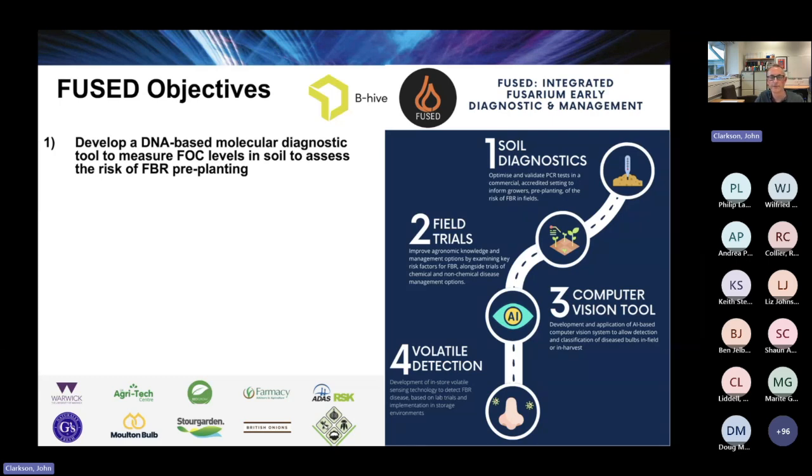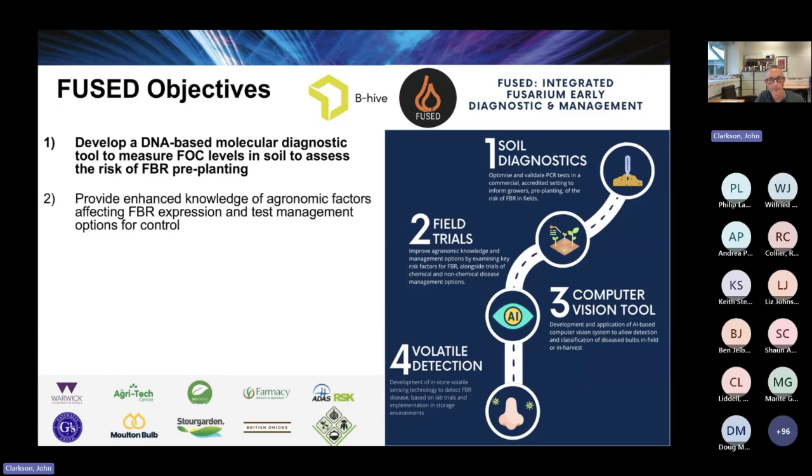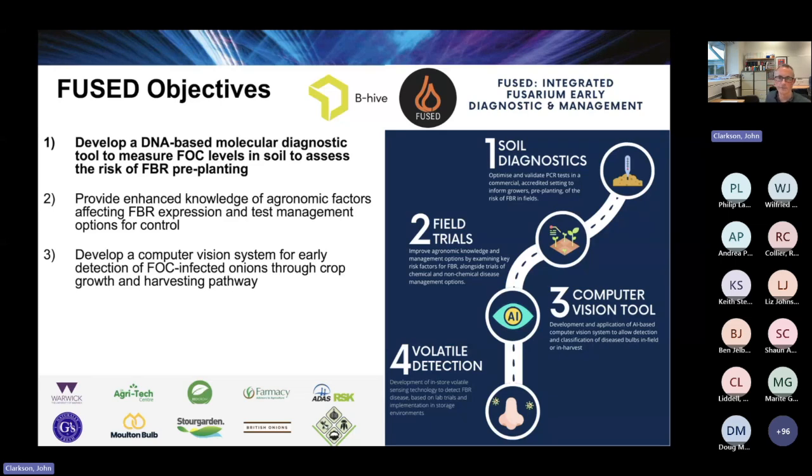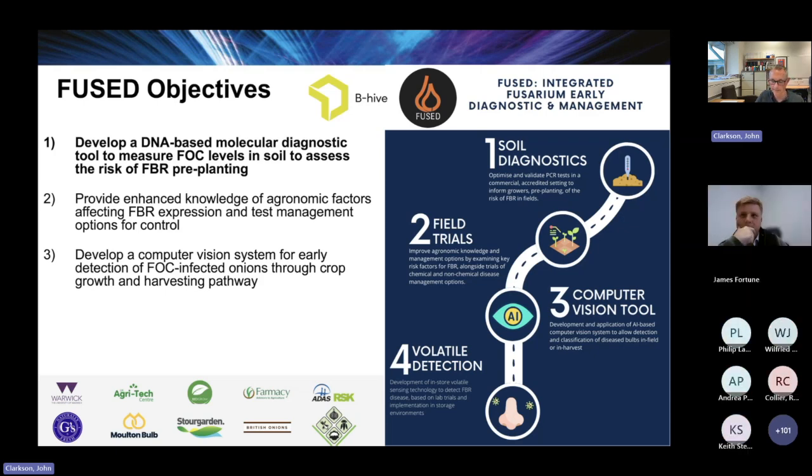So mainly the soil diagnostics, which is the first one. But just to flag up that there's some agronomy work going on in this project as well to understand the agronomic factors that are exacerbating Fusarium basal rot expression and look at management options in the field. The project's also headed up by Beehive. They're interested in developing a computer vision system for early detection of infected onions through the crop growth cycle and into the harvesting pathway.